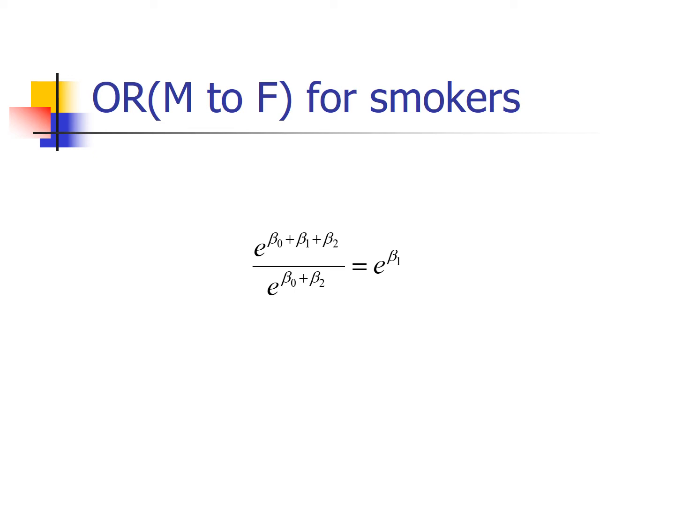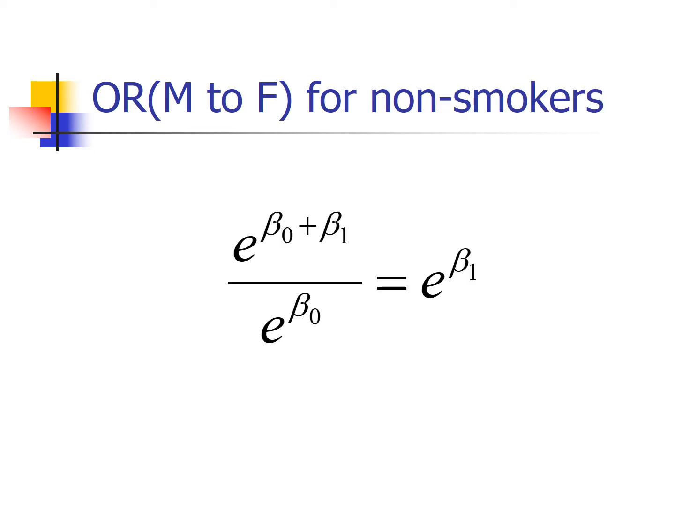Now let's do this for non-smokers. The odds ratio of males to females when we're focusing on non-smokers is, again, the odds of a male non-smoker getting our disease, which are e to the beta naught plus beta 1, over the odds of a female non-smoker, which are e to the beta naught. That algebraically simplifies to e to the beta 1. That's the same answer as before.